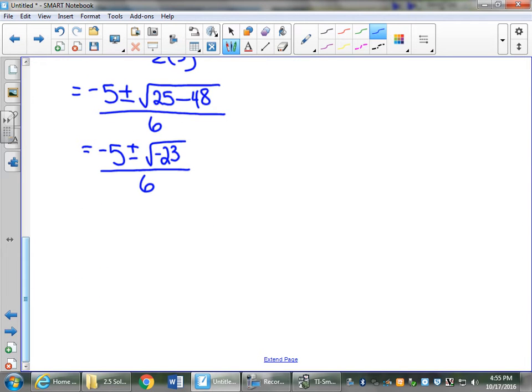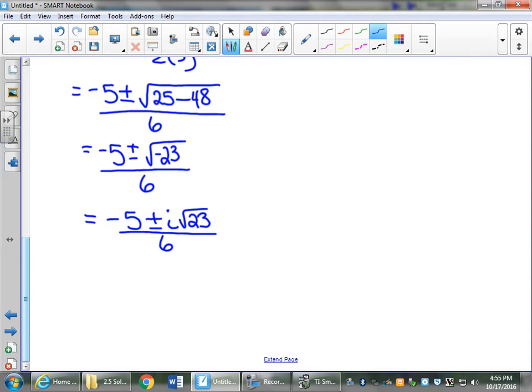Once you get down to the radical, there's always 3 options with the radical. Either the number stays in, the number comes out, or you try to break the radical apart. 23 is not a perfect square, so it can't come out. And there is no perfect square that goes into 23, so you can't break it apart. The only thing you can do is take the negative out as i. So my final answer is going to be -5 plus or minus i radical 23 over 6.